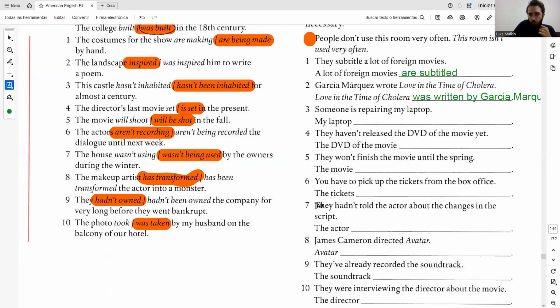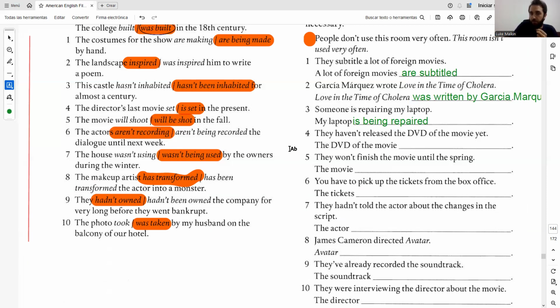Number three, someone is repairing my laptop. This is present continuous. So my laptop is being. That's the verb to be in the present continuous, right? A little difficult. It's double be, right? Because present continuous is be ing, but when the verb is also be, it's is being. So is being, and then our past participle repaired. My laptop is being repaired.